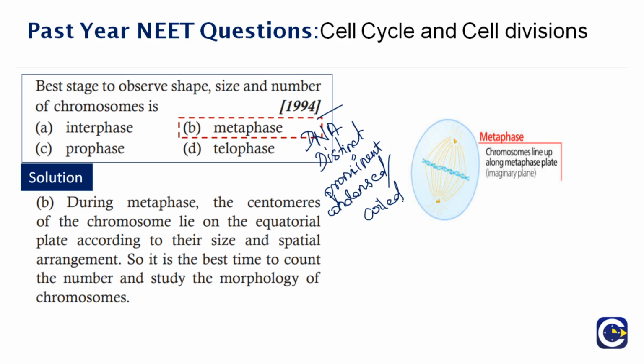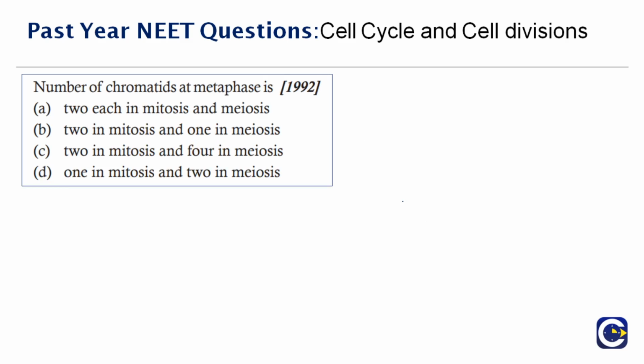Here you can see the diagram on your right side, which clearly shows chromosomes lining up along the metaphase plate. So what happens in the metaphase, they have shown you in this diagram. So let's move to the next question.